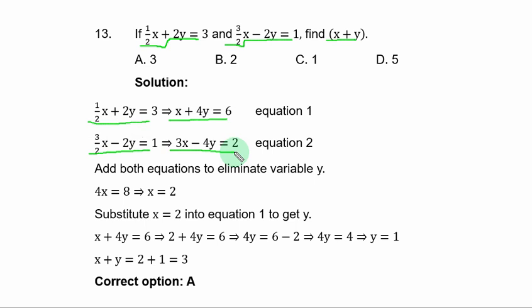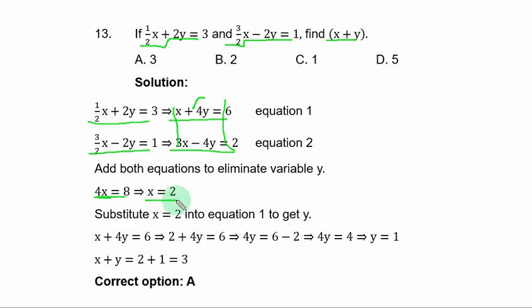Now, if you observe very well, you can eliminate variable y easily because it has the same coefficient in both equations, and you have to add because the signs are opposite. So add both equations to eliminate variable y. So if you add s plus 3s, that is 4s, plus 4y minus 4y is 0. 6 plus 2 is 8. So you have 4s equal to 8. Divide through by 4, s is equal to 2.